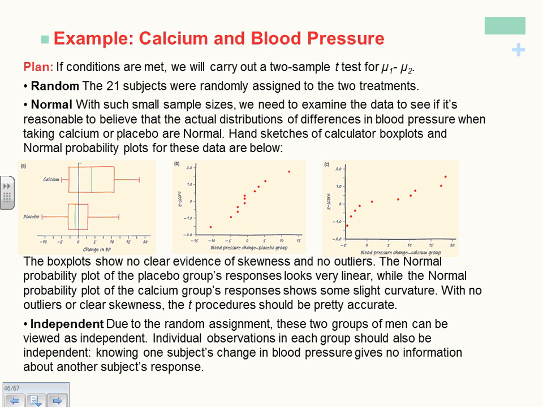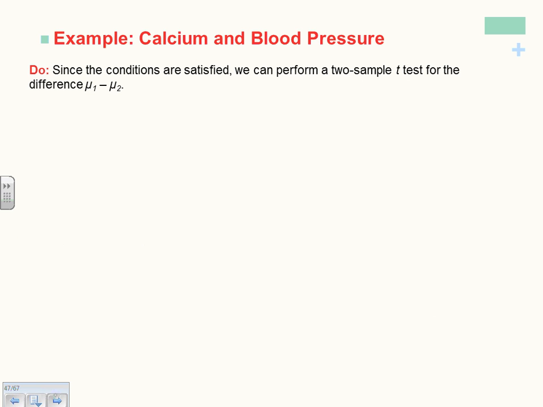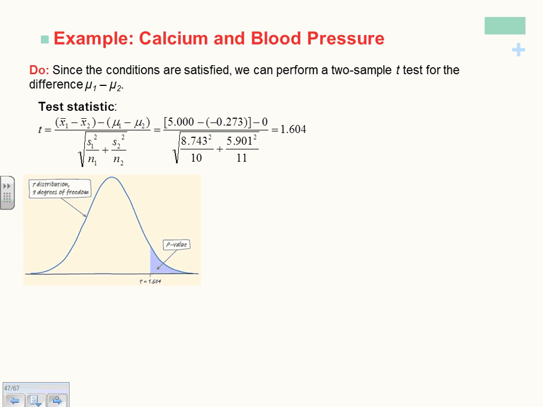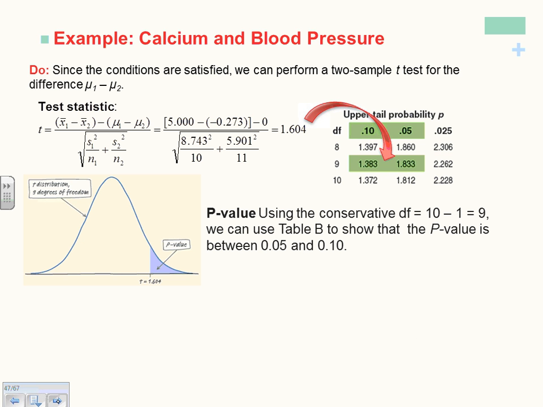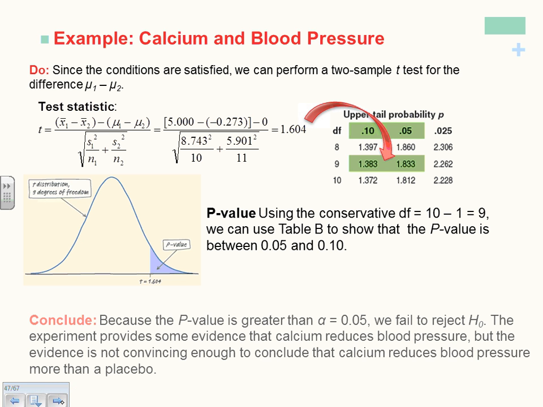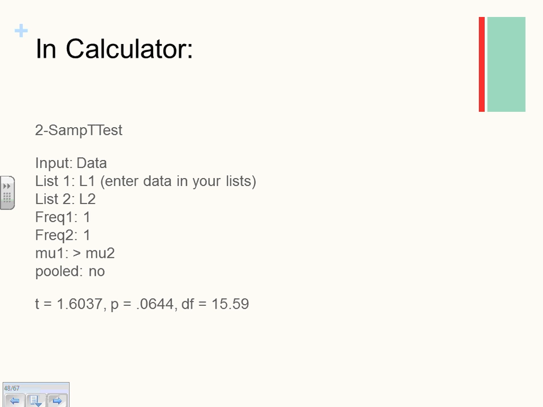Independent, the random assignments of these 2 groups of men can be viewed as independent. All right, so the non-calculator method, setting up your t-score, looking in your table, and getting a p-value that's between 0.05 and 0.10. I'm going to jump ahead and then come back.